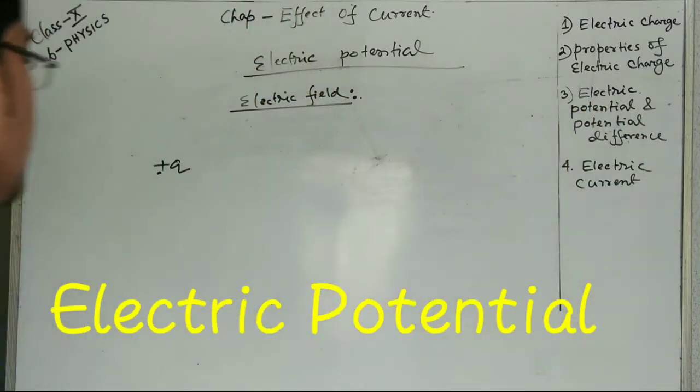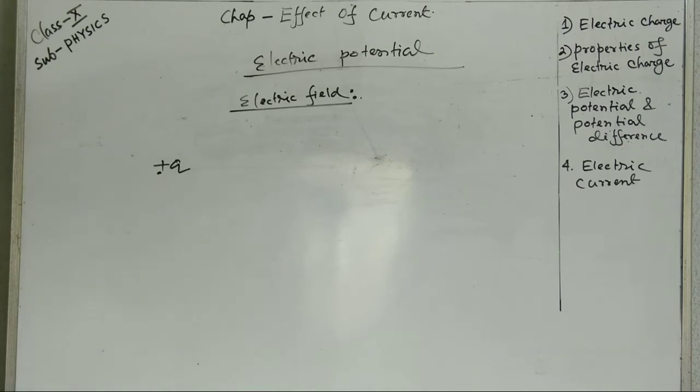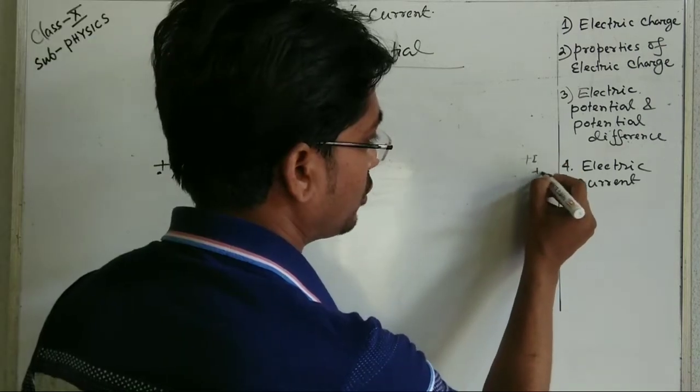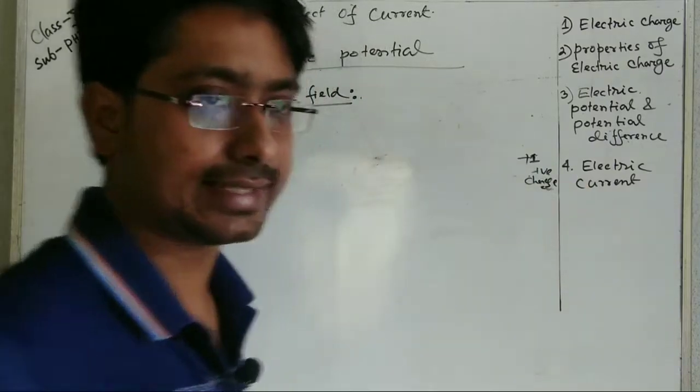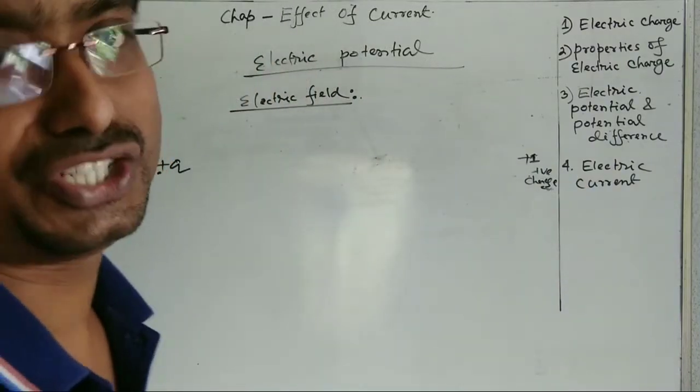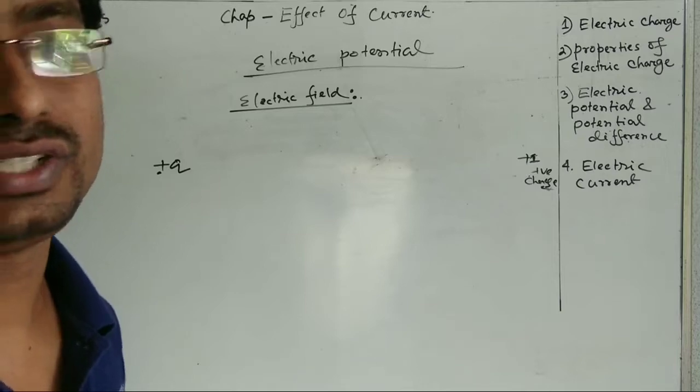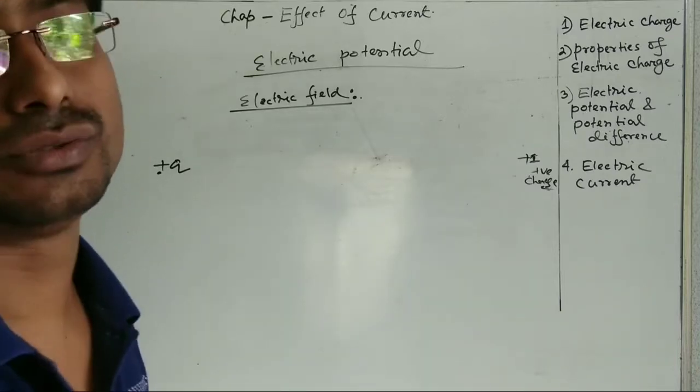Now we will understand what electric potential is. We have placed one positive Q charge here, and we have taken one unit positive charge, and we have placed this unit positive charge at infinity, because at infinity the electric potential is 0.